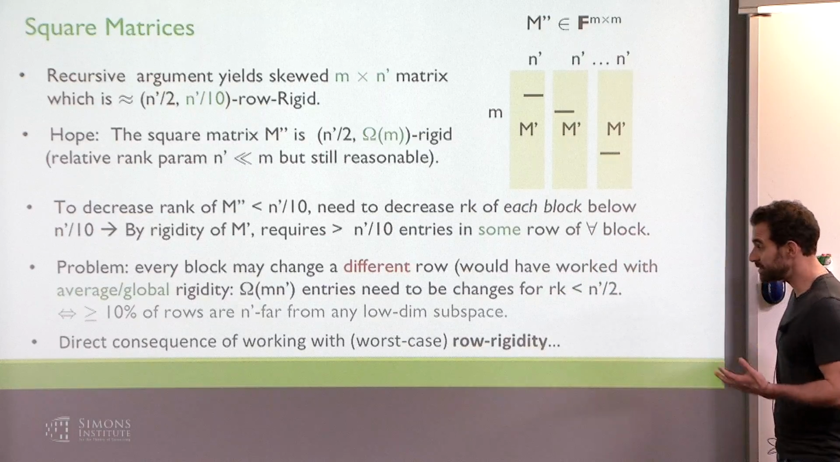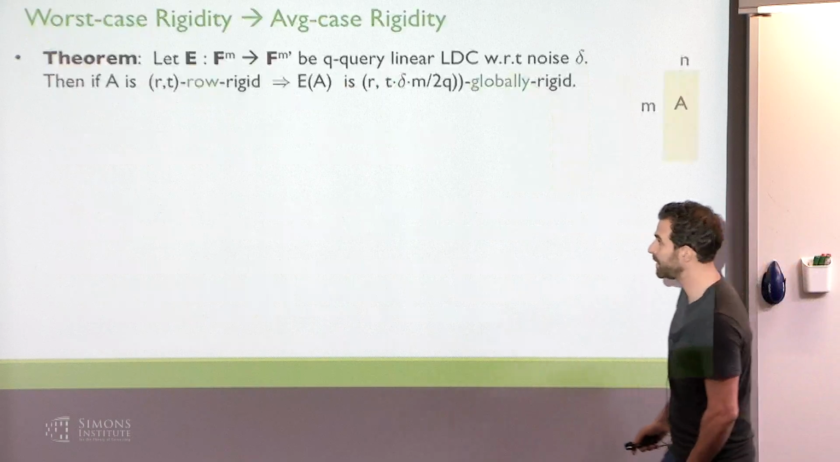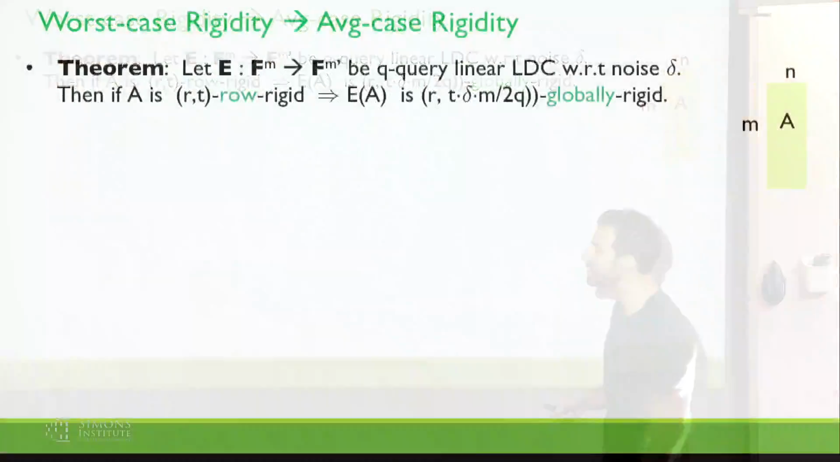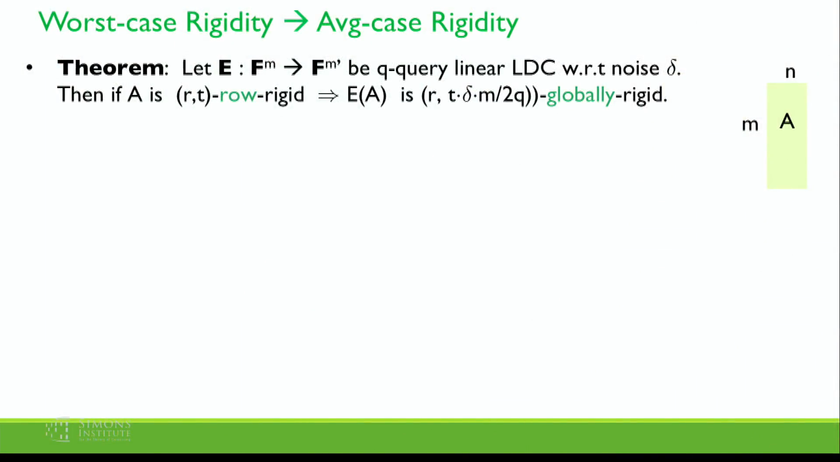And this kind of annoyed us for a long time. And the nice thing we managed to prove is that we can actually show a completely black box reduction from worst case to average case rigidity, which uses similar ideas to the proof that circuit lower bounds against E imply that BPP equals P. So it's going to use a locally correctable code.